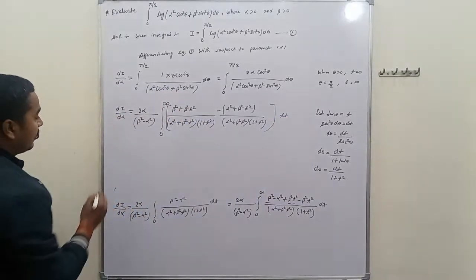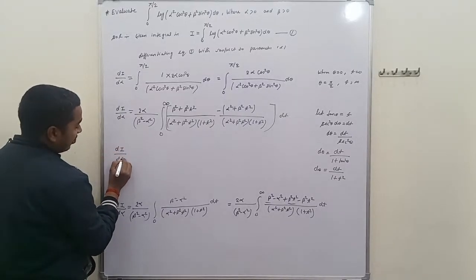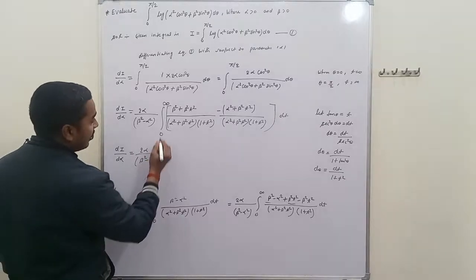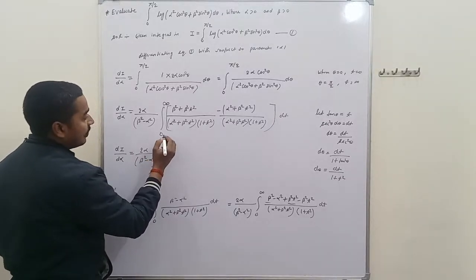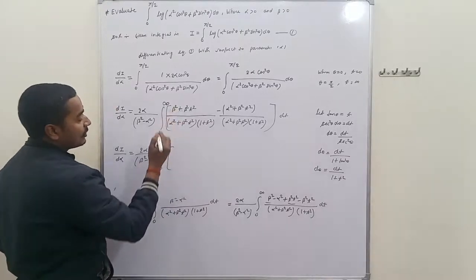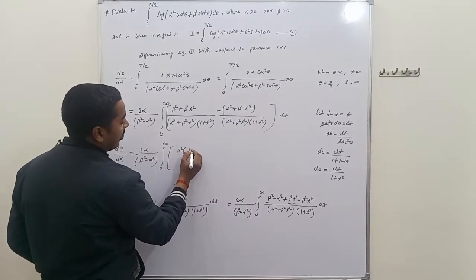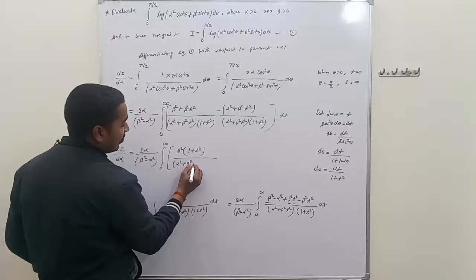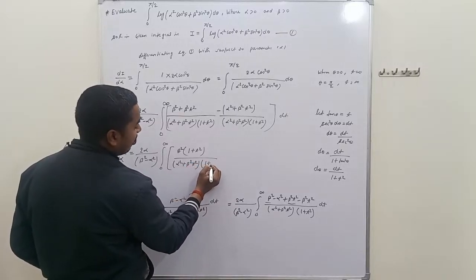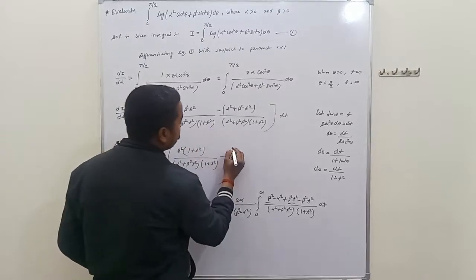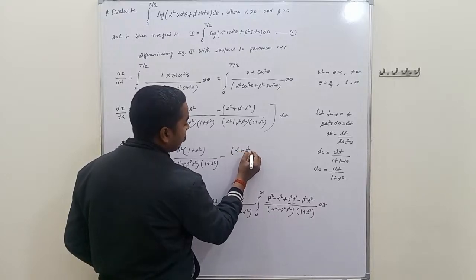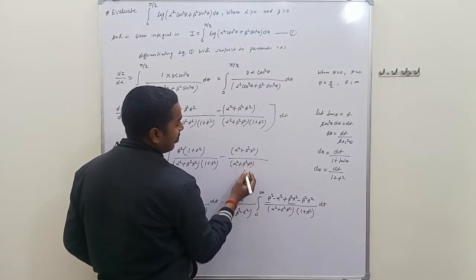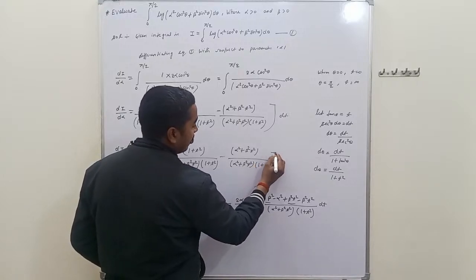Further we have to solve. This is given, di upon d alpha is equal to 2 alpha upon beta square minus alpha square, and here the integral limit is 0 to infinity, and from here we can take beta square common, that is beta square and 1 plus t square, upon alpha square plus beta square into t square, and another bracket is 1 plus t square, and minus alpha square plus beta square into t square upon alpha square plus beta square into t square, another bracket is 1 plus t square, this is dt.